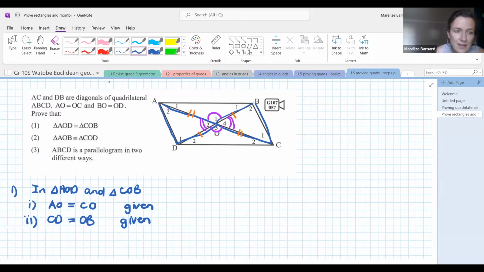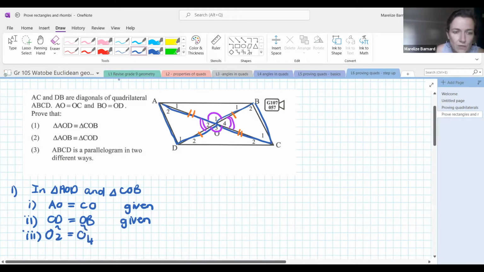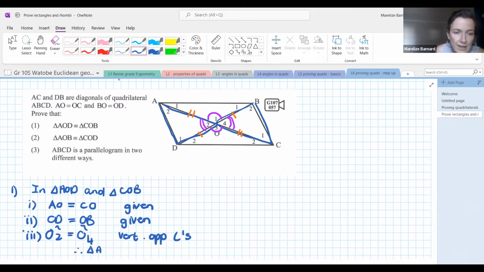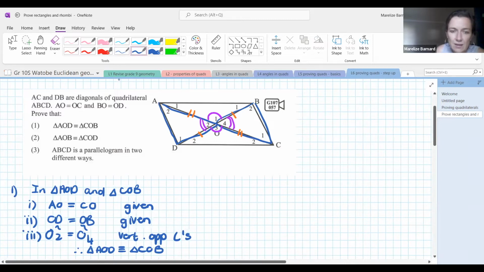And then we're going to say, as our third reason, that O2 is equal to O4, and they are vertically opposite angles, vert-op angles. So therefore, triangle AOD is congruent to triangle COB. And what have I got? I've got a side and an angle and a side. Side, angle, side.